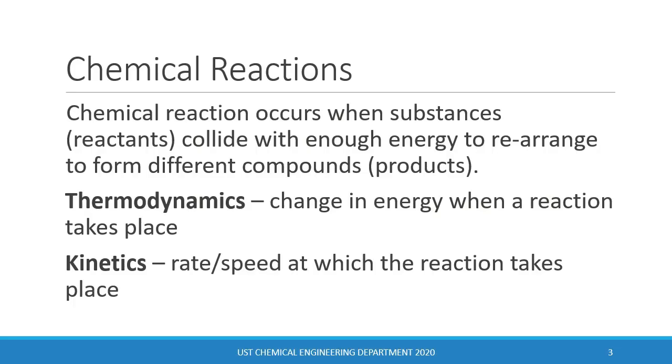A chemical reaction happens when molecules of substances or reactants collide with each other with enough energy that would cause the rearrangement of particles to form different compounds or products. Take note that only new compounds are formed in a chemical reaction and not new elements, which happens in a nuclear reaction.